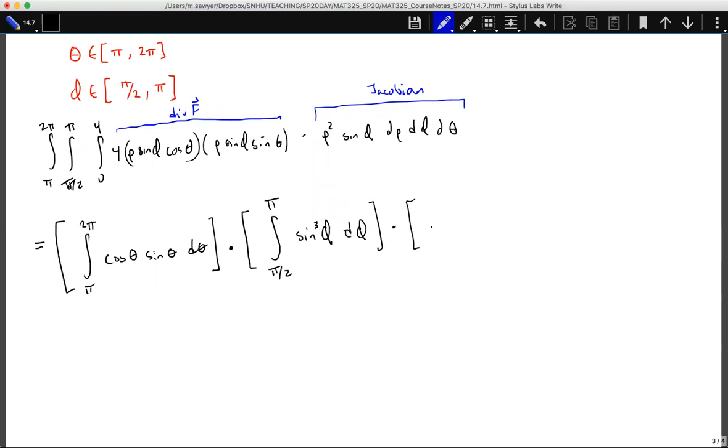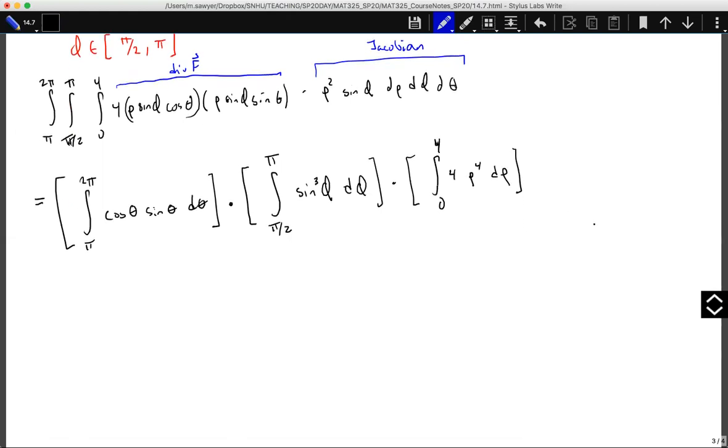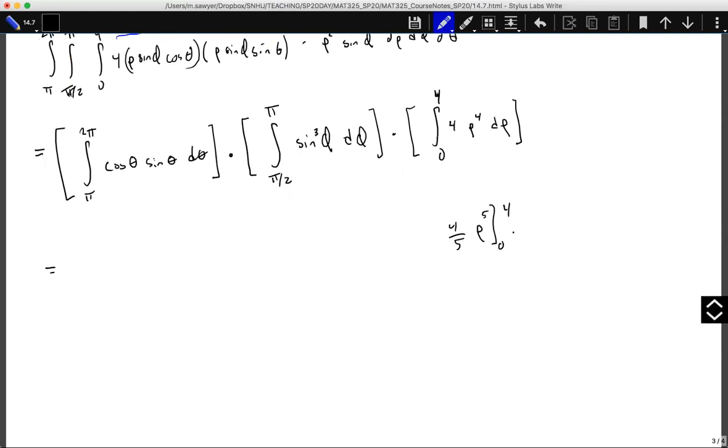And rho, we'll keep that 0 to 4, and we'll keep that 4 rho to the 4th d rho. So the benefit of evaluating these integrals separately is that if one of these integrals equals 0, then the entire integral equals 0. So the first integral is easy to solve. We know that's not going to equal 0. But let's go ahead and solve this. So this integral becomes 4/5 rho to the 5th, evaluated from 0 to 4. And so moving down the line, this gives us 4 to the 6th over 5.